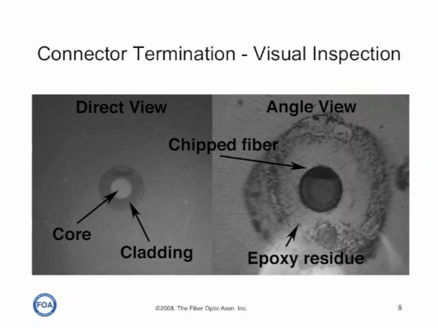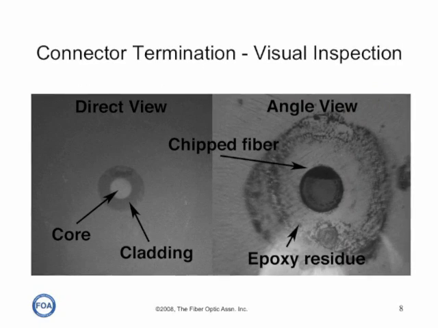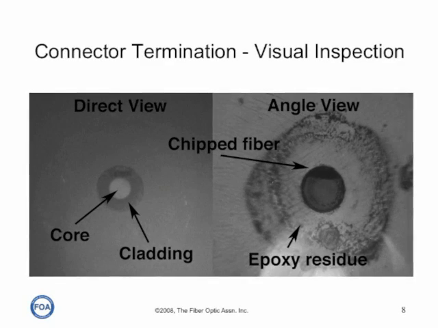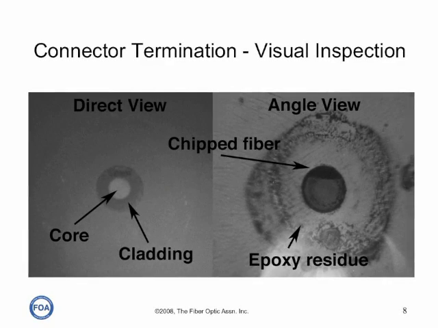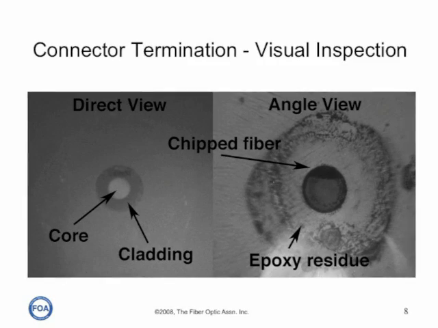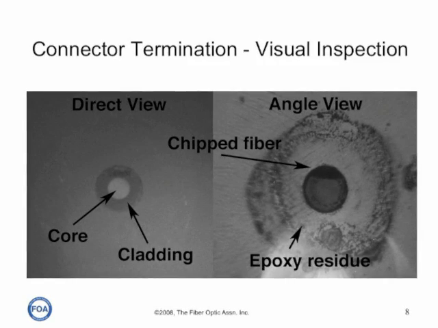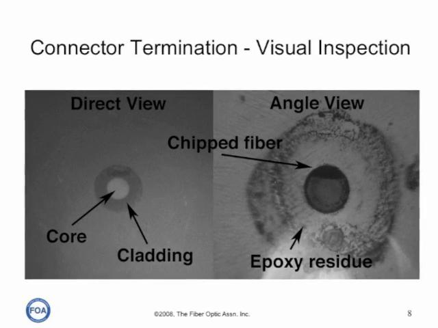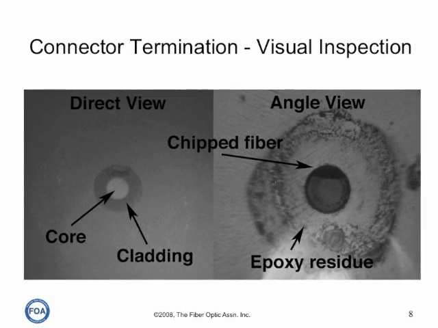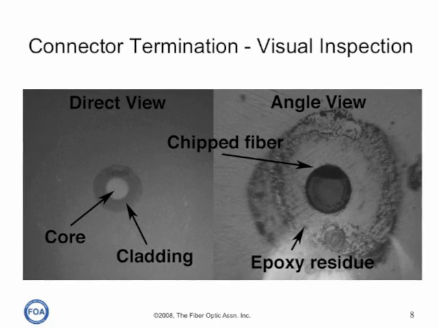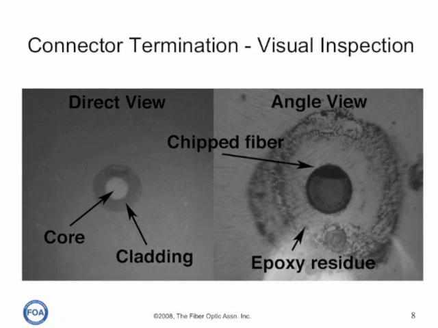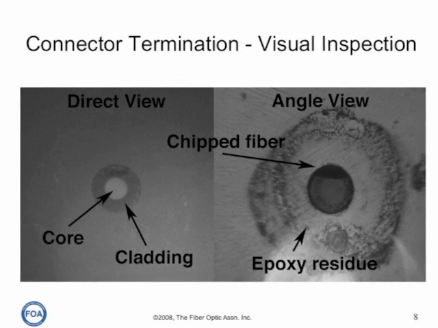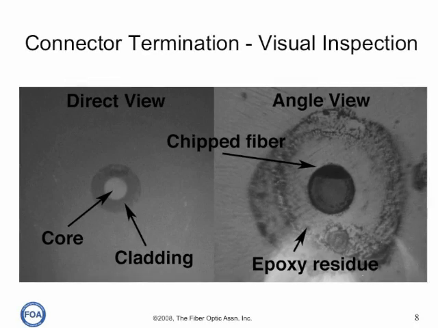Here's two views of the end of the same connector ferrule. The direct view with core illumination allows us to see if there are any defects near the core and to determine if the fiber is well aligned in the ferrule. But when we look at it with an angle view, either illuminating from the side or looking at the connector at an angle, we can see that this particular fiber has been chipped during the termination process and has epoxy residue on it. This is also a good method to look at connectors when you want to find dirt.